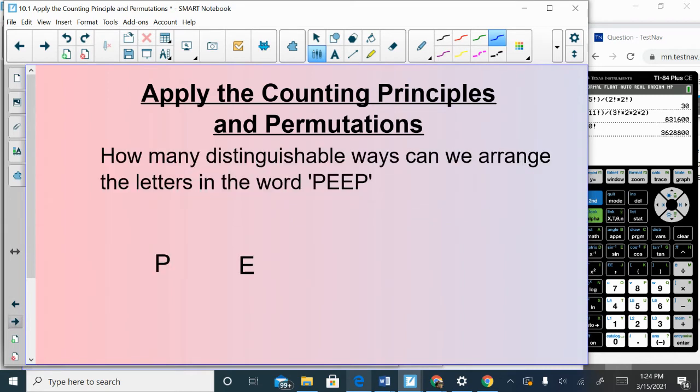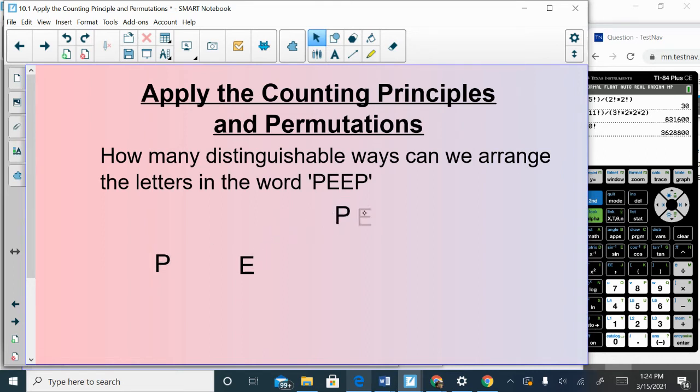This is, of course, going to be a distinguishable permutations problem. I like this example because we can actually think of all the different ways that we can arrange this word. So let's say we didn't know the formula, and we just have the word PEEP, and we want to know how many ways that we can arrange it.